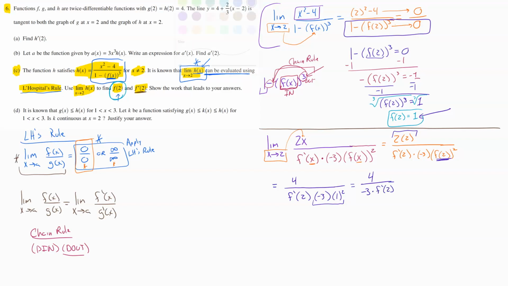So here, what this problem's begging for is that we need to be able to set this equal to something. And so what you would say to yourself is, how do I know what the answer to this limit problem is?